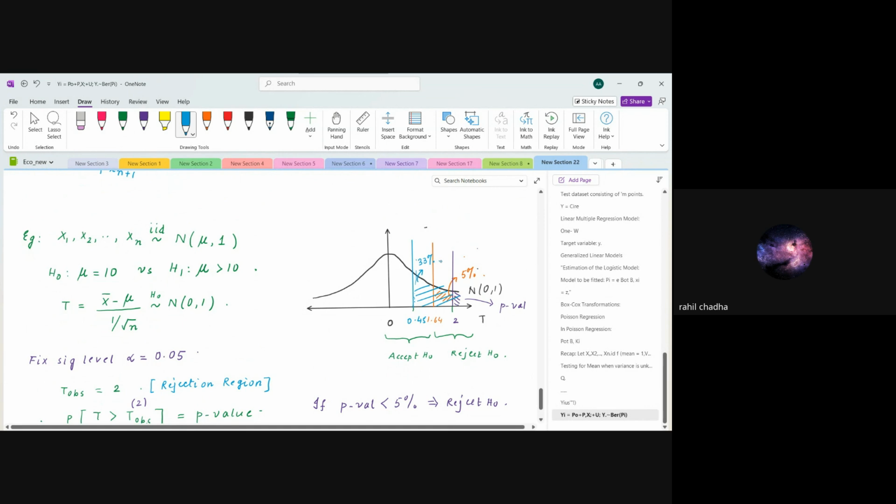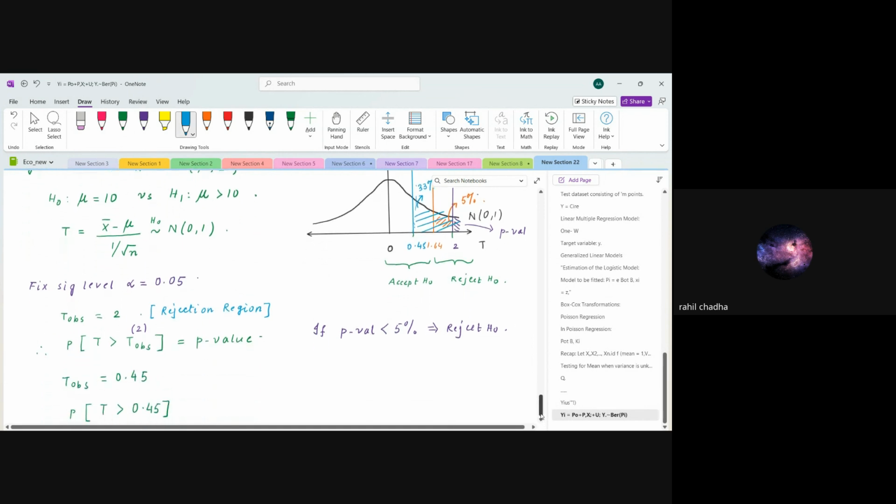So what is the interpretation of that? The probability that the test statistic will take a value more than 0.45 is 33%. That means the probability that the test statistic will take a value more extreme than what you are actually observing is 33%. So then we do not reject it. Yes, we do not reject it.